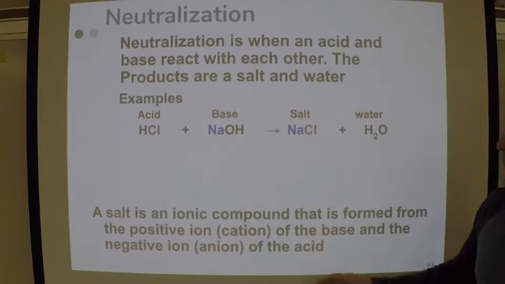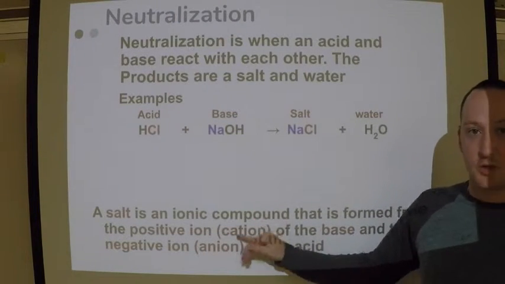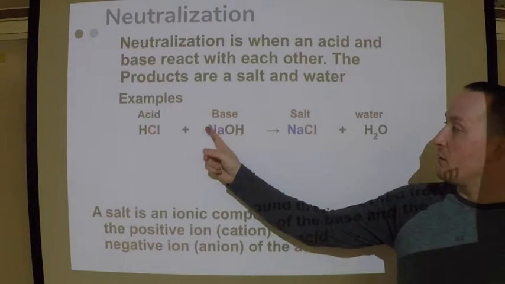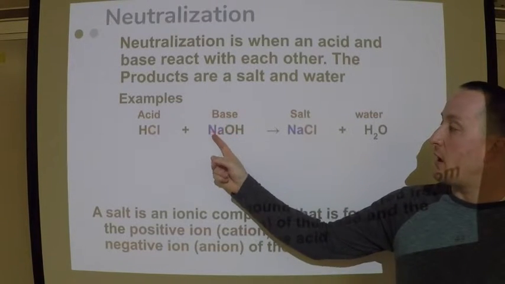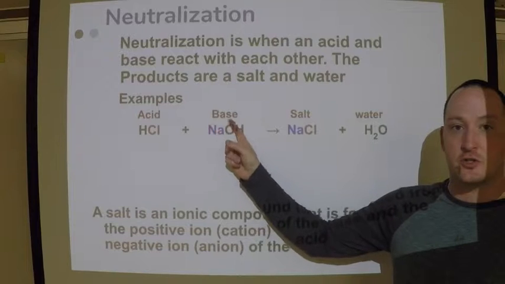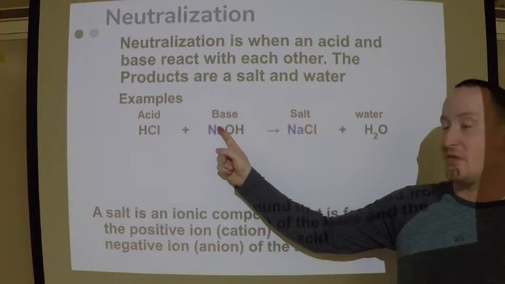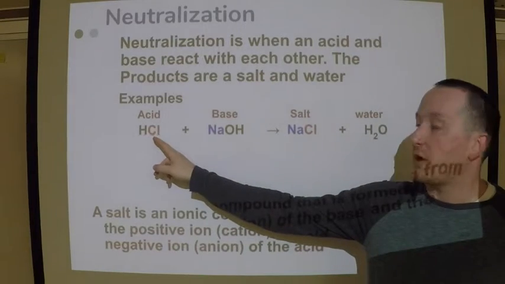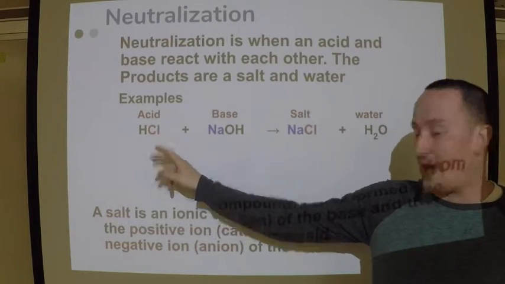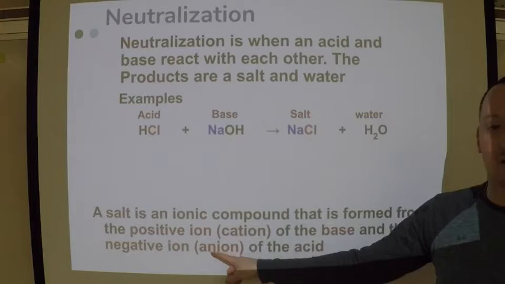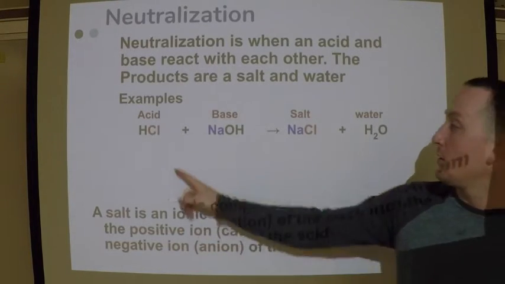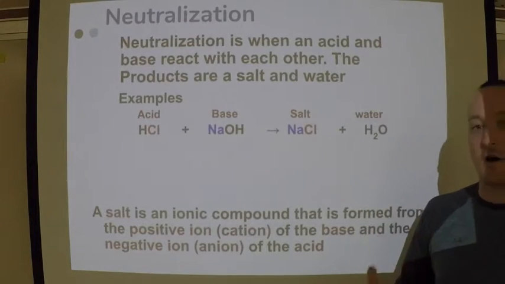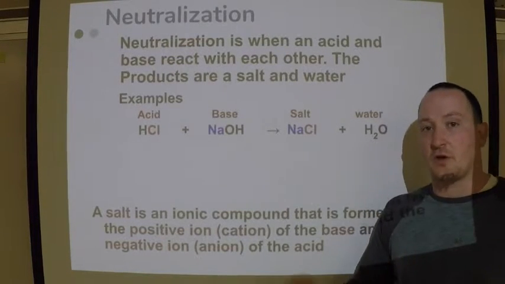What I want you to also notice, a salt is an ionic compound, so a metal and a non-metal. It's formed from the positive ion, which is called the cation, and that's from the base. So notice how here sodium is the positively charged cation. It is with the base, it comes over here and becomes part of the salt. Chlorine, or Cl, is the anion, or the negative ion, that's from the acid. So it comes over, and those two things combine.